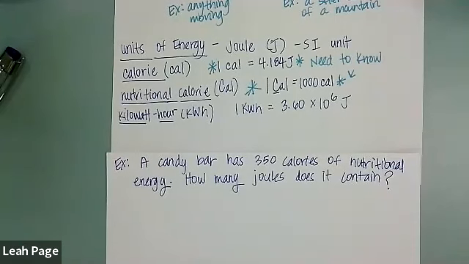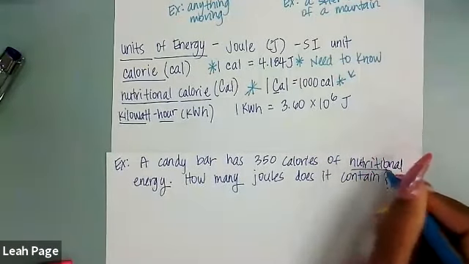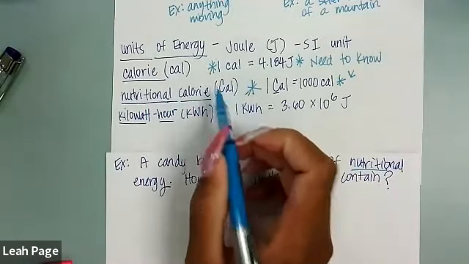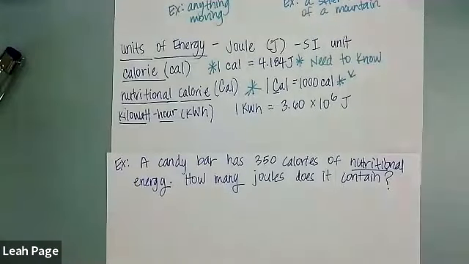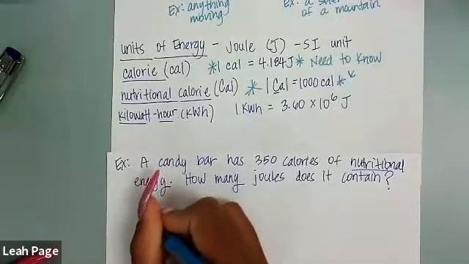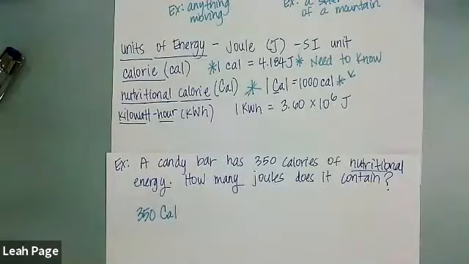All right, so let's say I have this candy bar. I want to convert it from 350 calories to joules. This is nutritional energy. If I'm talking about 350 calories of nutritional energy, that means I have nutritional calories, so big C calories. So I'm going to start off with 350 big C calories. That's my given, and I want to convert it to joules.